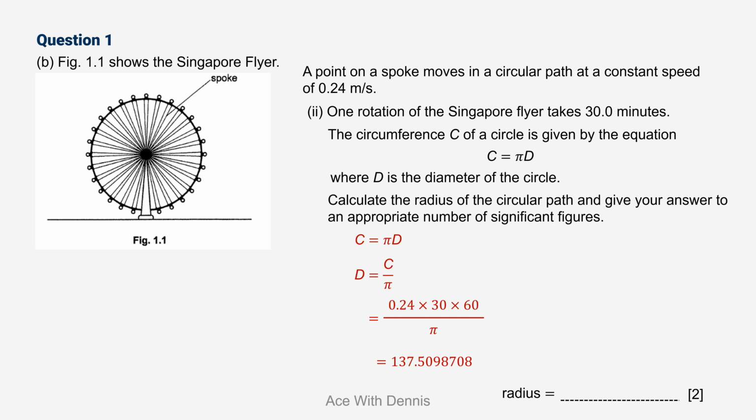Then we calculate with the calculator, and we get a value of about 137.5 meters. And now to get the radius, just take the diameter divided by 2. So we calculate and we get 68.8 meters, rounded to 3 significant figures. Hence the answer is 68.8 meters.